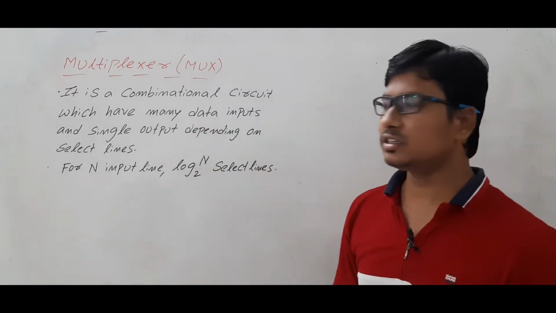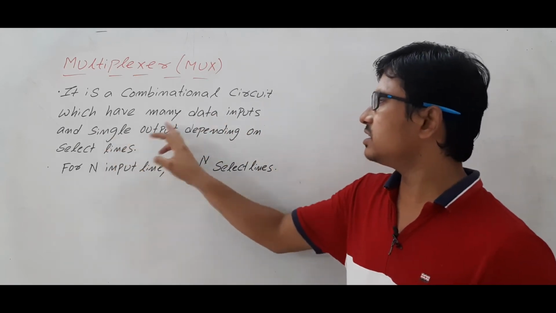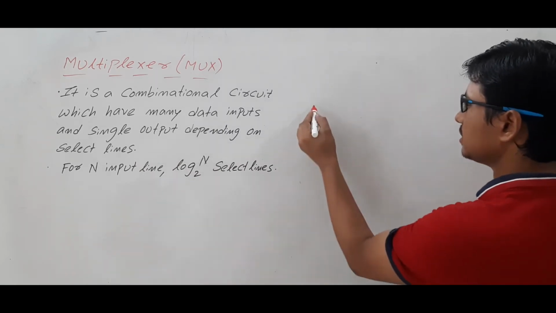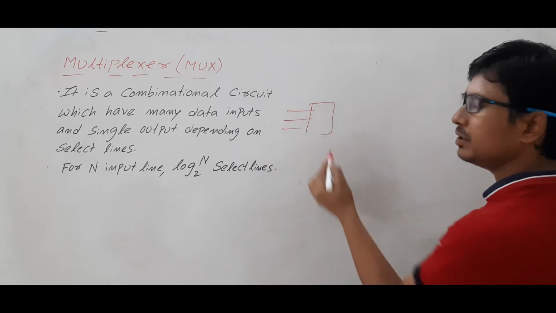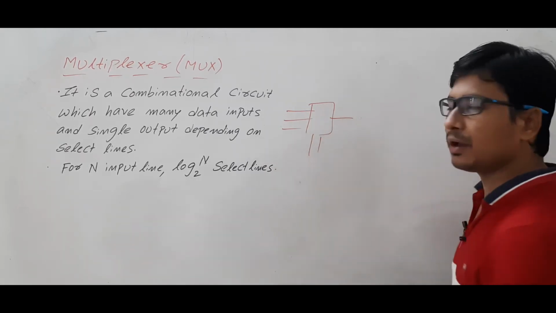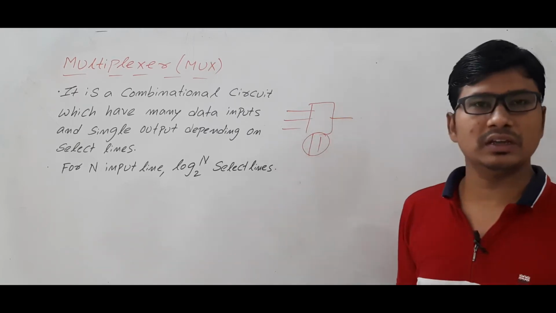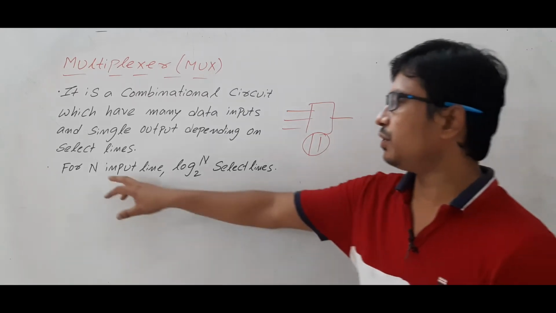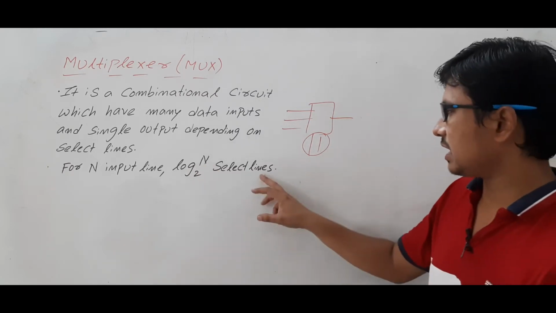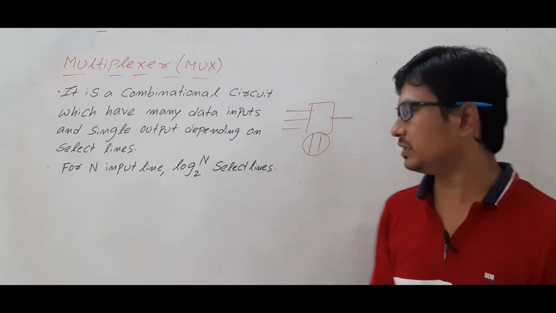First let me define what a multiplexer is. It is a combinational circuit which has many data inputs and a single output, depending on the select lines. So a multiplexer will have many input lines, one output line, and some select lines. The output will depend on these select lines. Now if you have n input lines, you will have log n base 2 select lines, and only one output line. I hope you are following it.